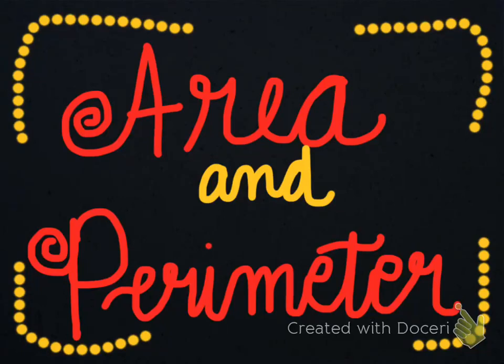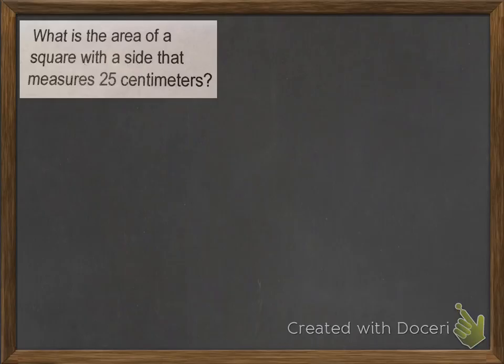In this video, we will cover how to solve word problems with area and perimeter. This lesson also goes along with 5th grade homework number 19. Let's get started. What is the area of a square with a side that measures 25 centimeters?